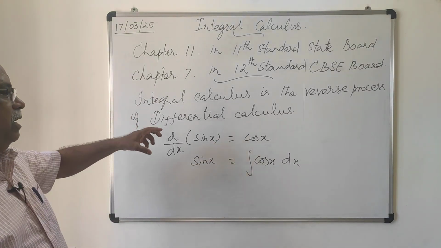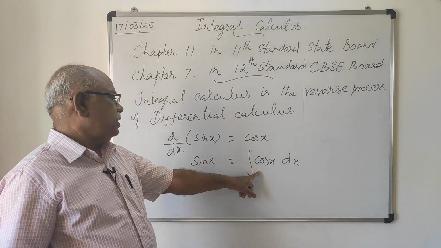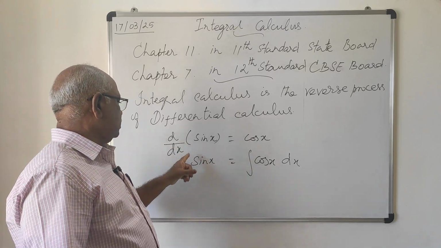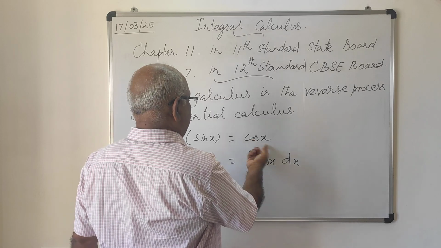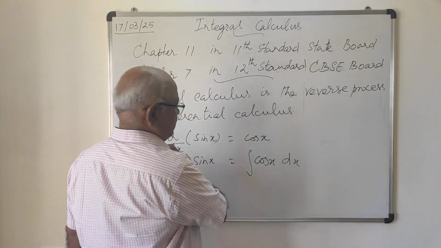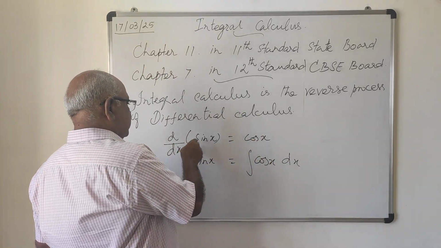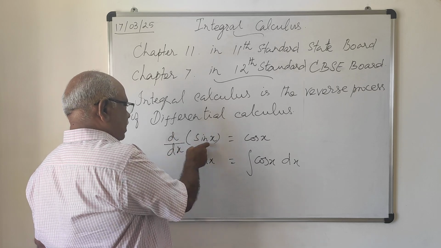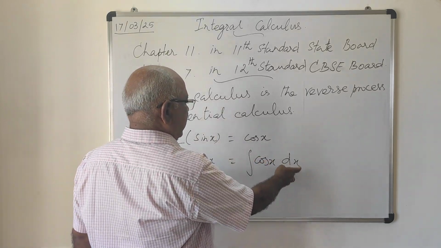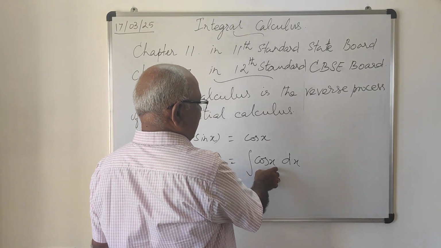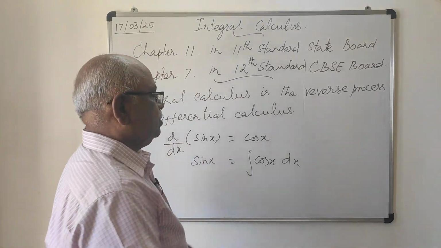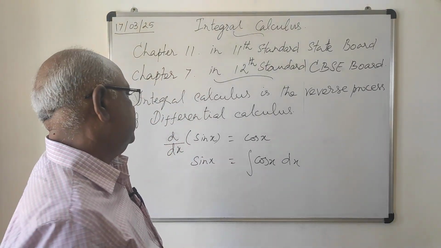So, that's why it is called the reverse process. Integration is the reverse process of differentiation. The derivative of sin x is cos x, and the integral of cos x is sin x. D by dx is the derivative symbol, and the integral dx is the integral symbol. The function cos x is called the integrand.